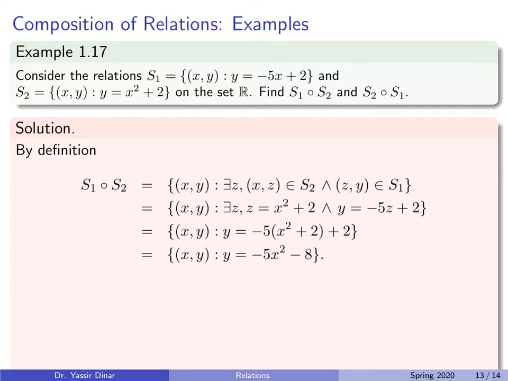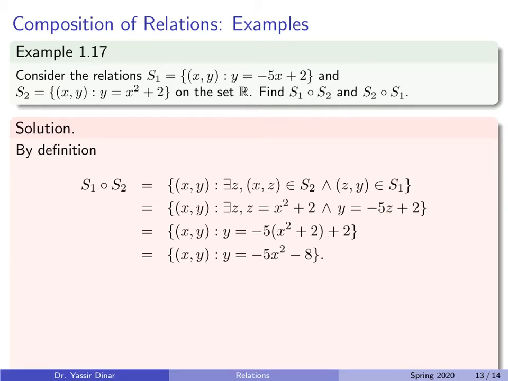By definition, it means that the second coordinate z is equal to the first coordinate x squared plus 2. While (z, y) belongs to S1, it means that the second coordinate, which here is y, is equal to minus 5 times the first coordinate, which here is z, plus 2. Now I want to write this relation as a relation of x and y, and what we need here is just to substitute z. So here we have minus 5z, and here we have z as an equation of x.